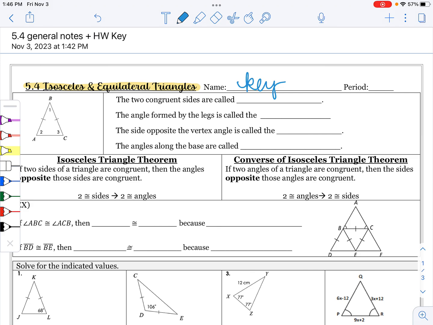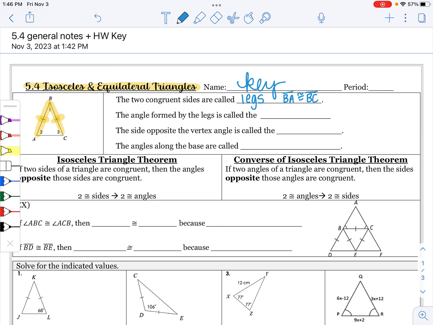For an isosceles triangle, the two congruent sides are going to be referred to as the legs. These are the legs of that triangle. Those are the ones with the congruence marks, and that just tells you that BA is going to be congruent to BC. Those two legs are going to be congruent to each other. Those are the same length.